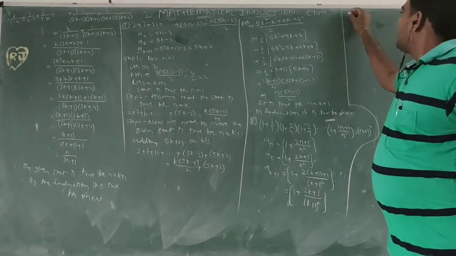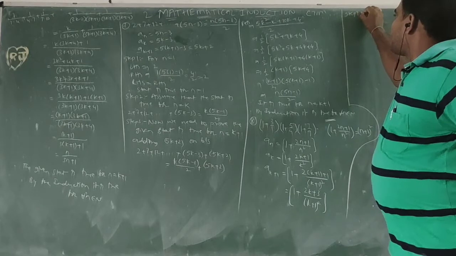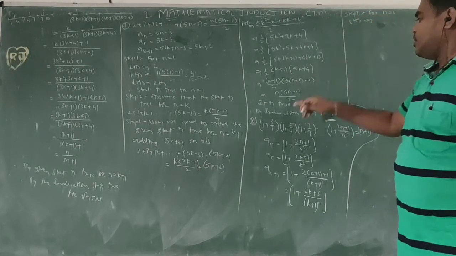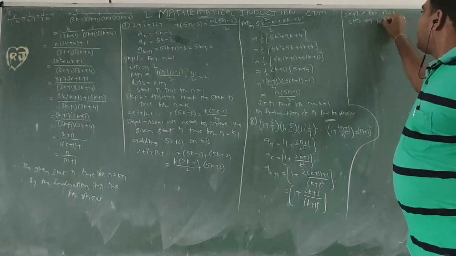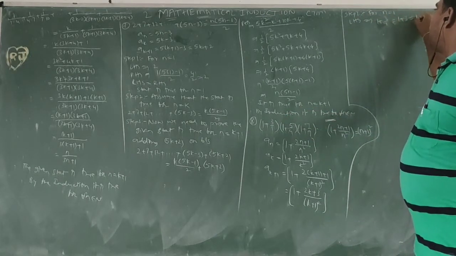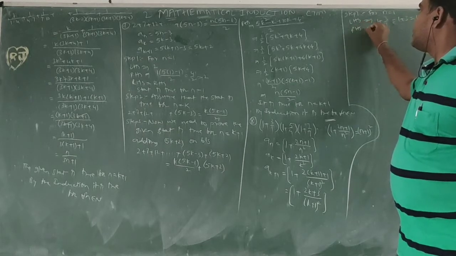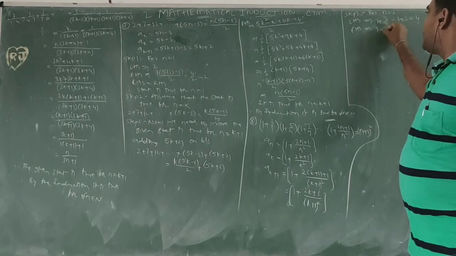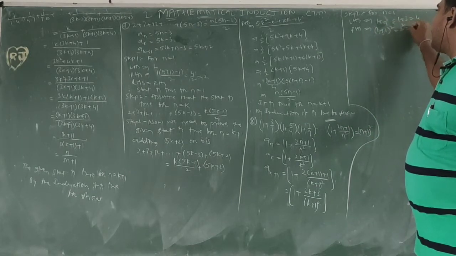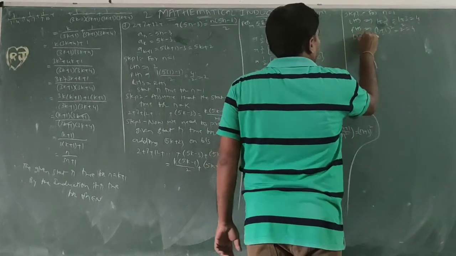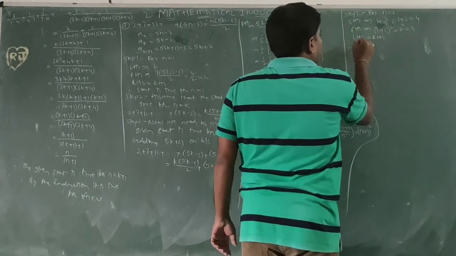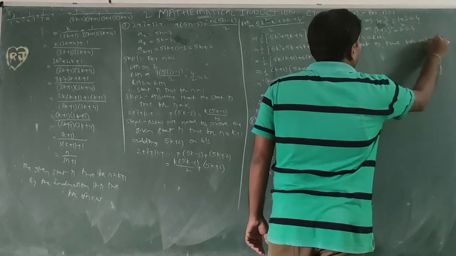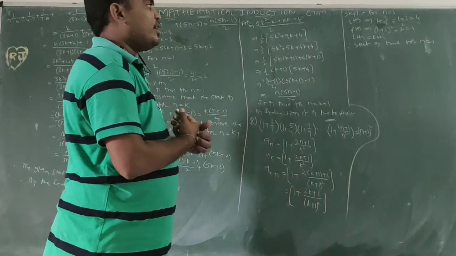Now step 1. For n equal to 1, LHS: 1 plus 3 by 1 equal to 1 plus 3 equal to 4. RHS: for n equal to 1, 1 plus 1 whole square, 2 square equal to 4. LHS equal to RHS. Therefore, the statement is true for n equal to 1.